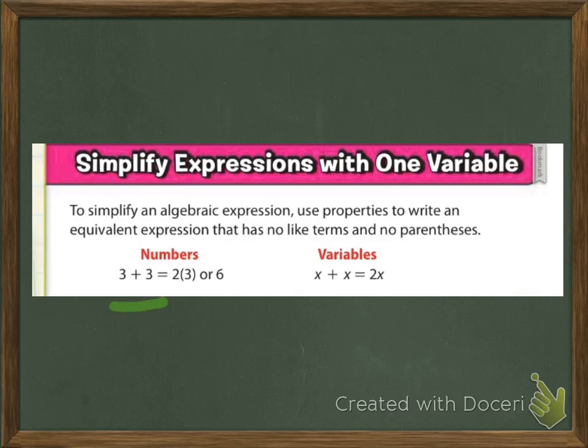Just like over here I have 2 times 3, because there's 2 3's, I have 2 times x, because there's 2 x's. But the other way I like to think of this is as I have 1x here, plus 1x here, so altogether I have 2 x's. If I were using my sticks, 1x plus 1x, I have 2 x's.